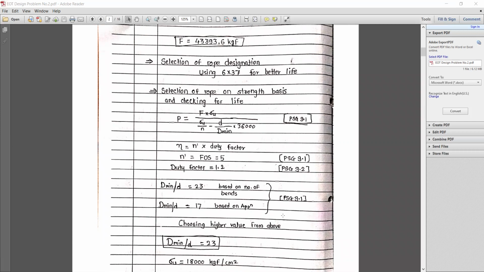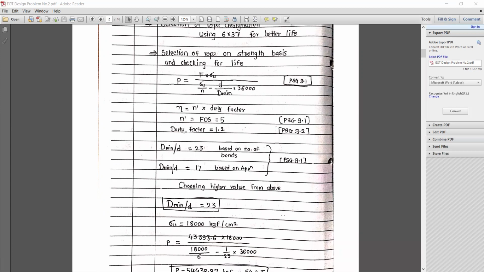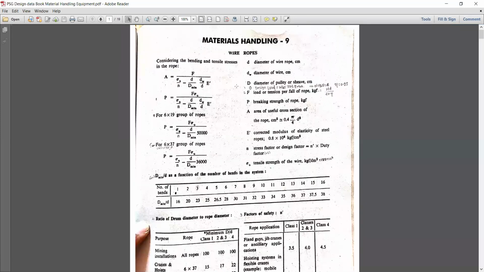Next one, we are checking the selection of rope on a strength basis and for its life. Referring to PSG page number 9.1, we can find the equation over here. The equation is given where P is equal to, I am just highlighting that equation.